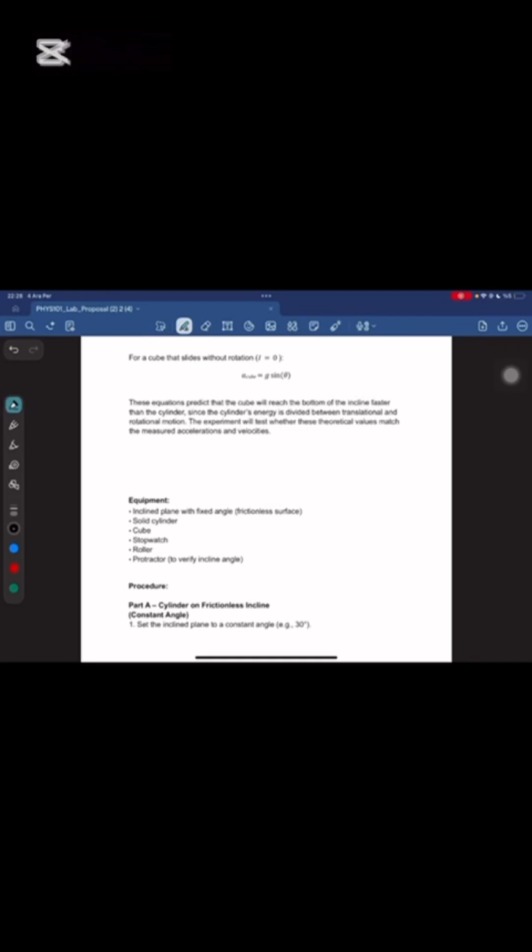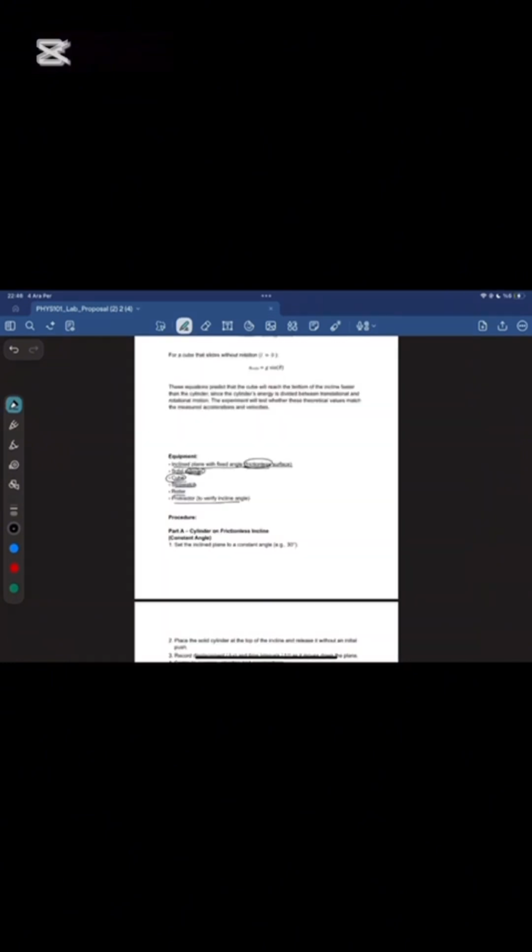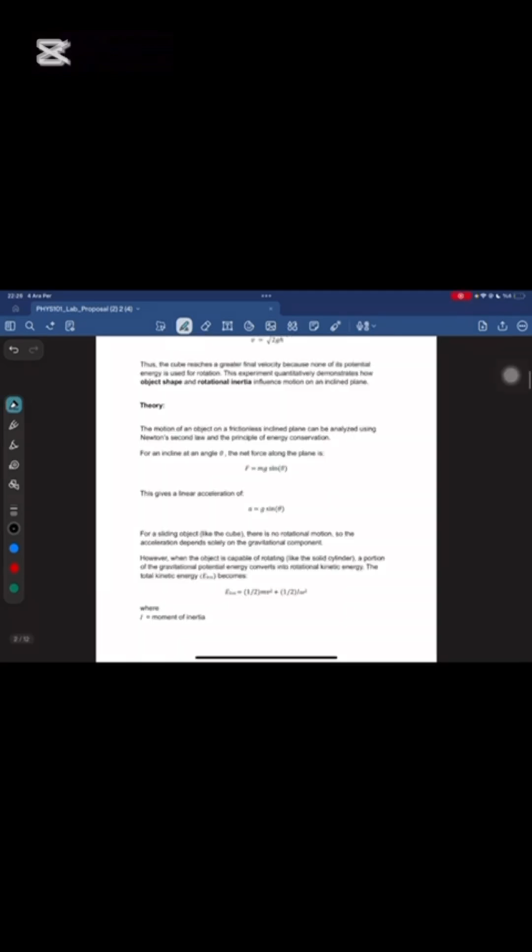By comparing their motion, we get to see the role of rotational inertia in a very clear way. For this experiment, I will be using the following equipment: an inclined plane with a fixed angle, a frictionless surface, a solid cylinder, a cube, a stopwatch, a roller, and finally a protractor to verify the inclined angle.